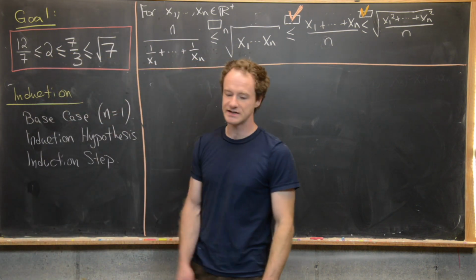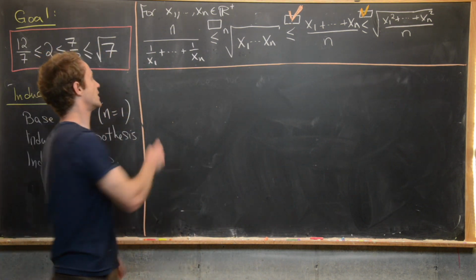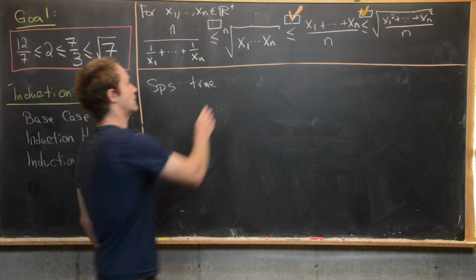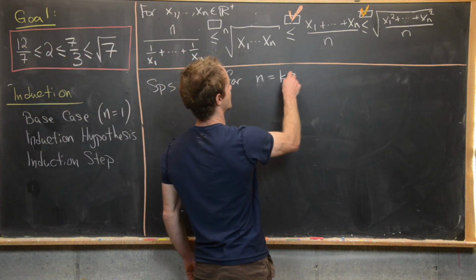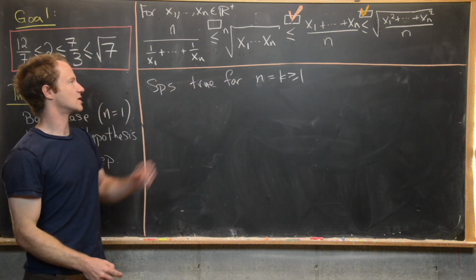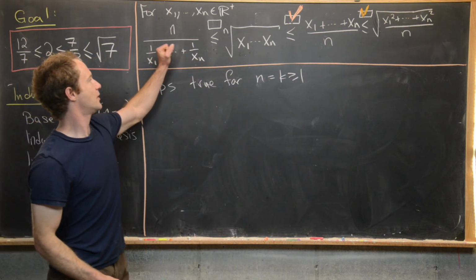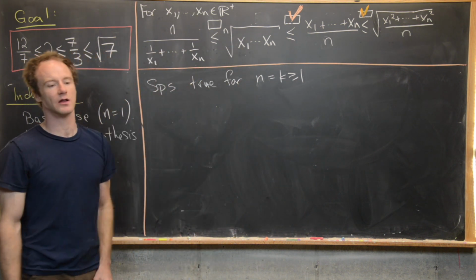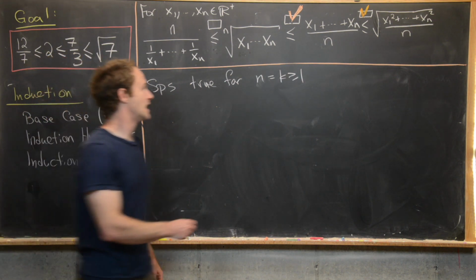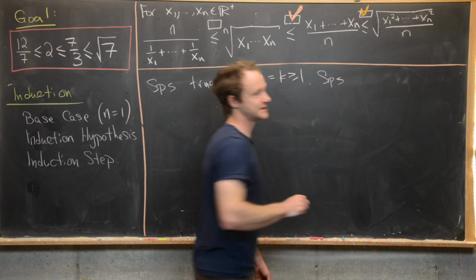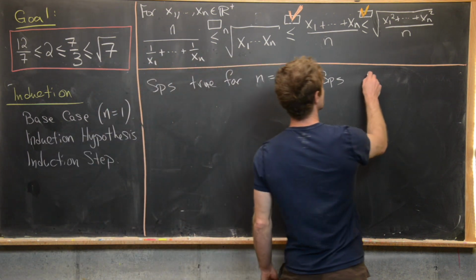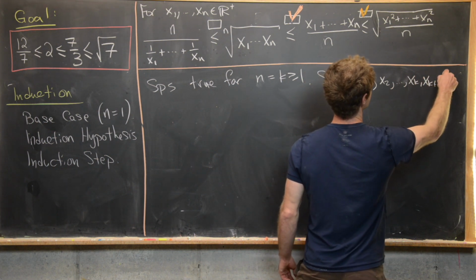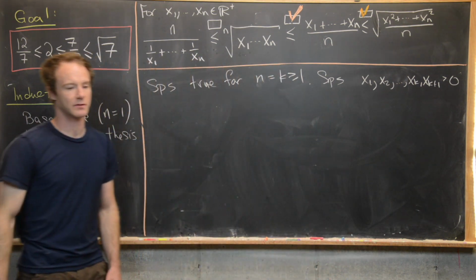Okay, and then the next thing that we need to do is make an induction hypothesis. So in other words, what we want to do is suppose that this statement is true for n equals k, which is bigger than or equal to 1. So in other words, if we've got k numbers and put them together in this harmonic mean situation and this geometric mean situation, we get the following inequality. Okay, great. And then next, let's go ahead and suppose that we are given k plus 1 numbers. So suppose that we've got x1, x2, up to x_{k+1}, and those are all bigger than 0. So they're all real numbers.